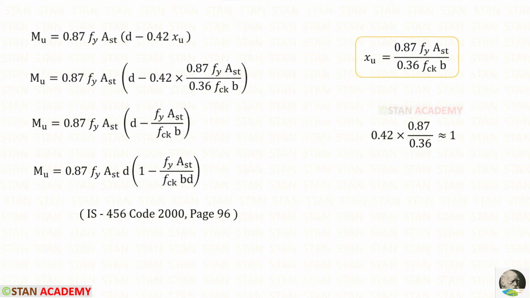The same equation can be found in the code book, page number 96. This equation for moment of resistance should be used only for under-reinforced sections.